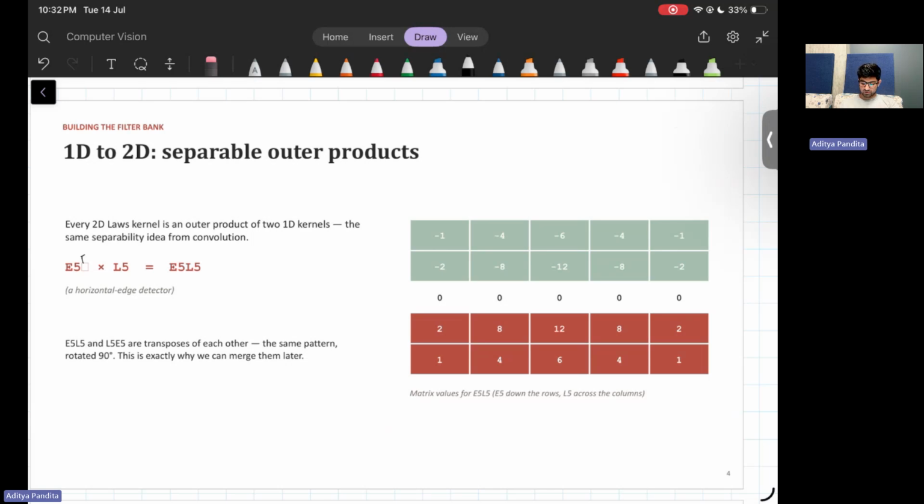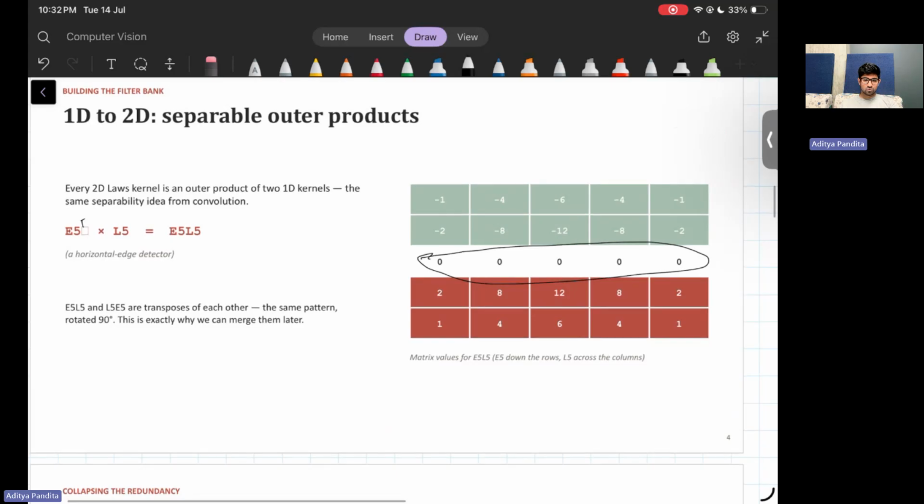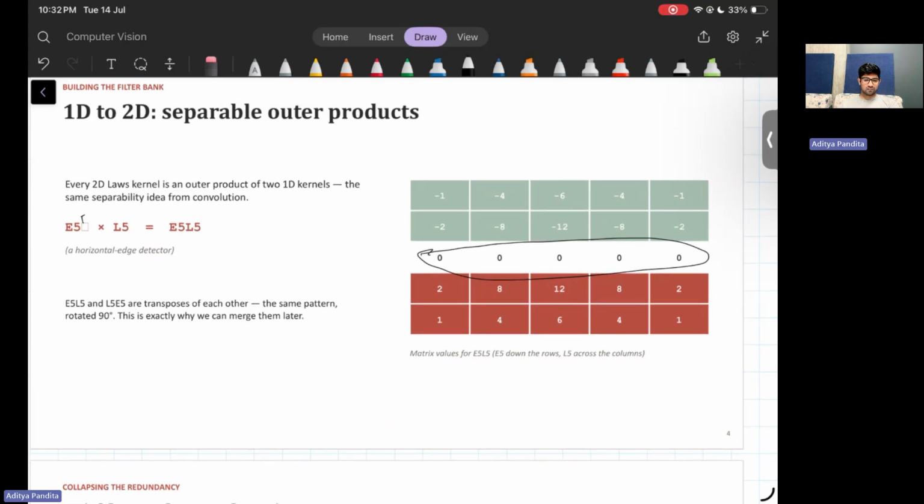The middle row is all zeros because E5's middle value is 0. The signs flip, negative above and positive below, which comes from E5's antisymmetry. The key relationship to note here is that E5L5 and L5E5 are transposes of each other: the same pattern rotated by 90 degrees. One detects horizontal edges, the other detects vertical edges. And it sets up the merging step in the next slide.